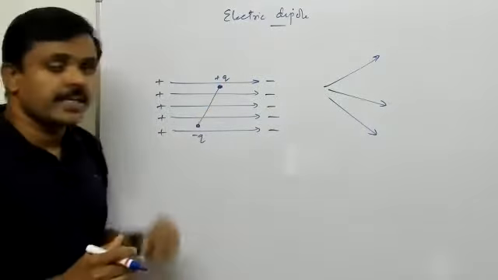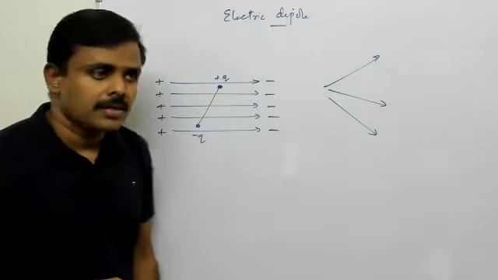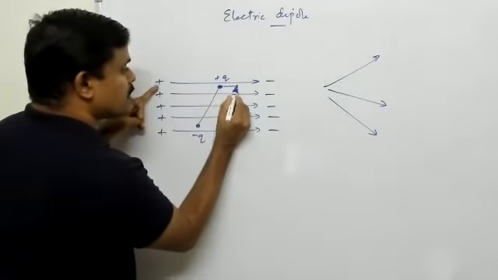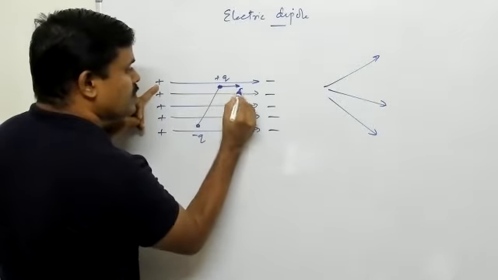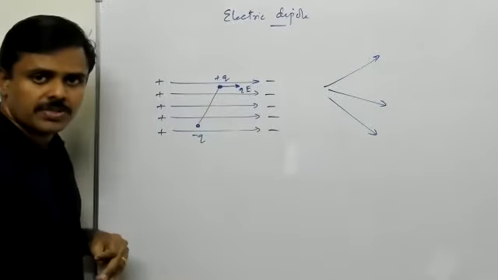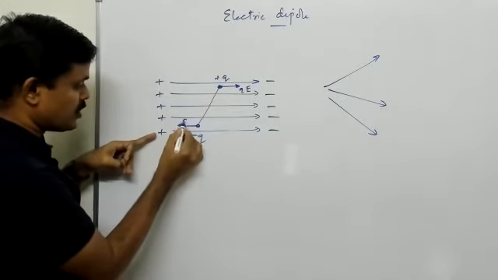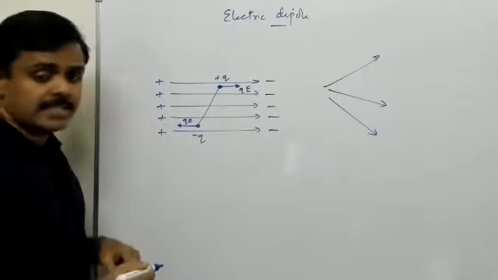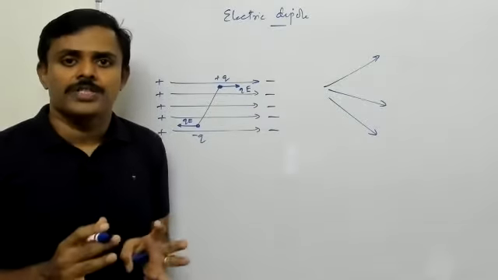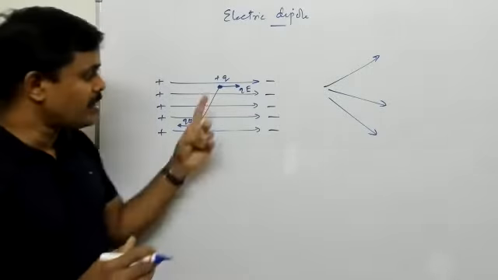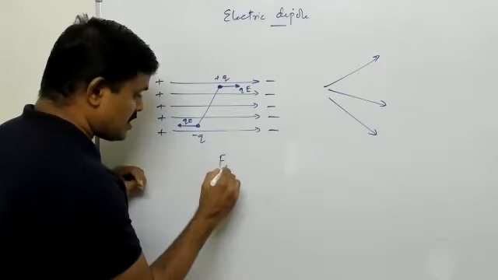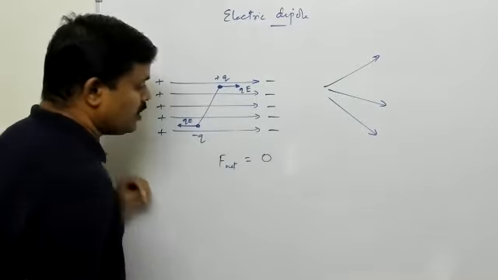Then I have kept a dipole here. What will happen to the dipole? This plus will be repelled to the right, so it has a force QE, electrostatic force. This minus will be attracted towards the left with the force QE. So the dipole has two forces, QE each. What will be the net force on this? I can say that the net force is equal to 0.